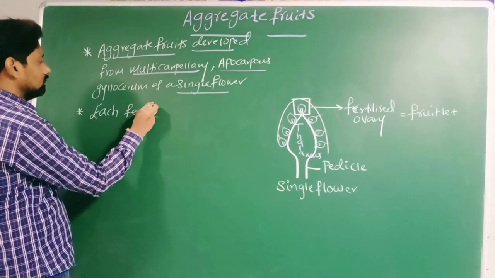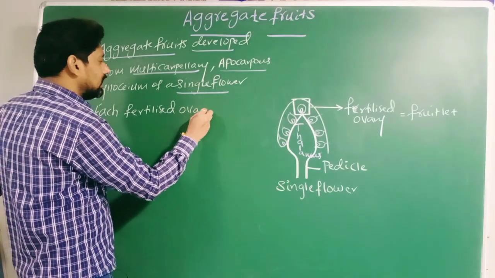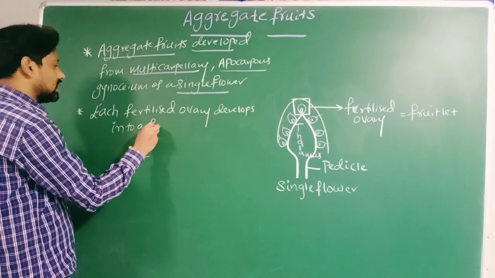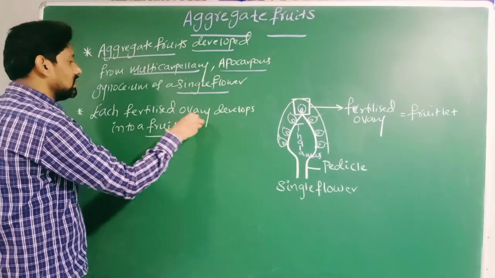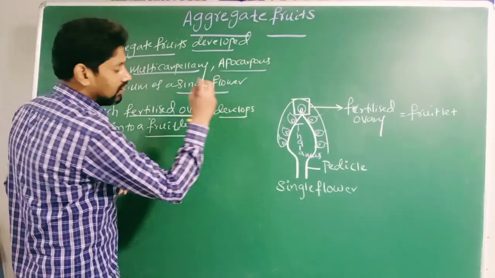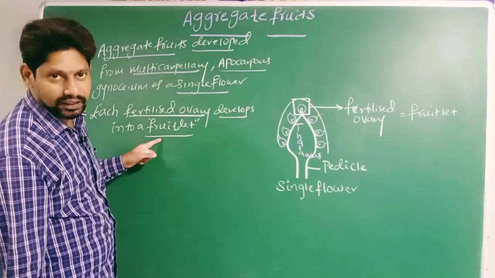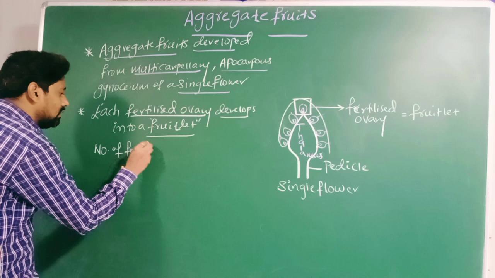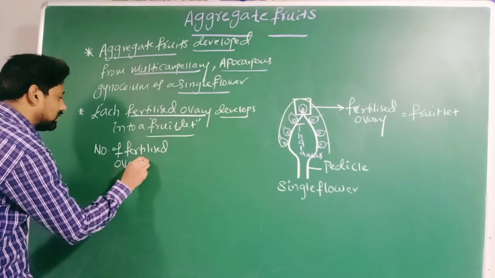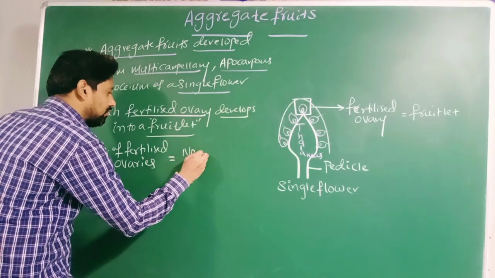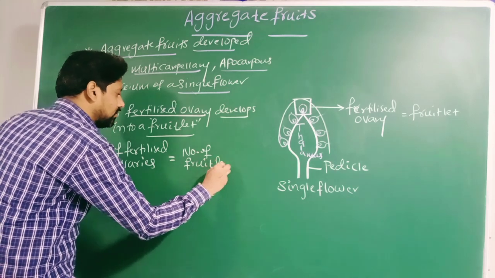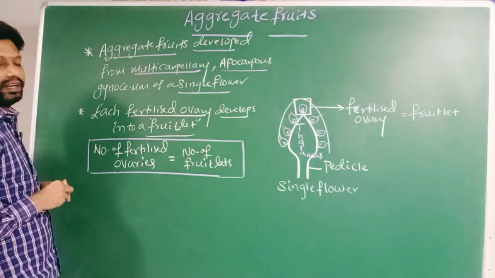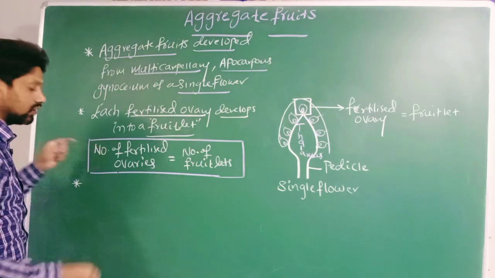Each fertilized ovary develops into a fruitlet. Be careful: I am not saying fruits, I am saying fruitlets. Therefore, the number of fertilized ovaries is equal to the number of fruitlets. All these fruitlets, what happens?